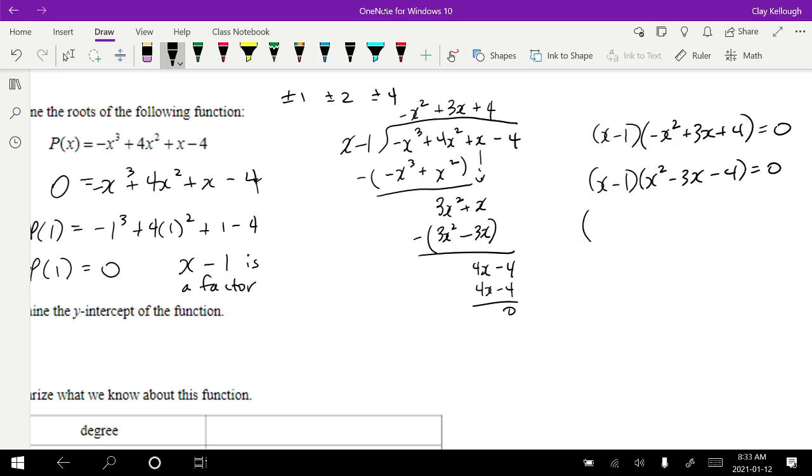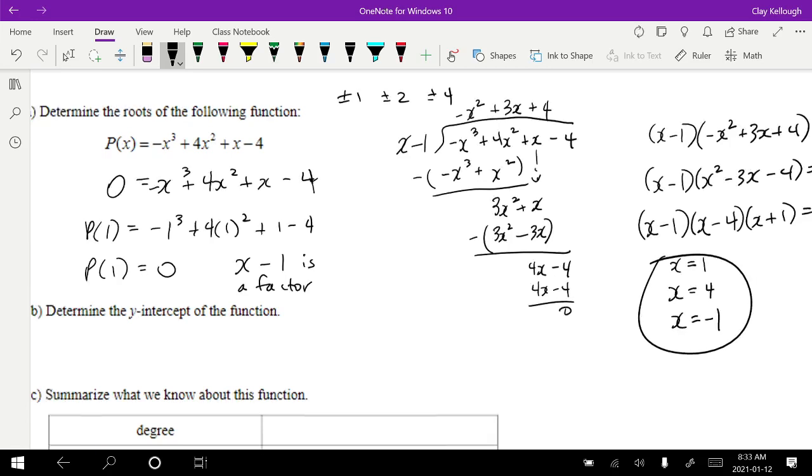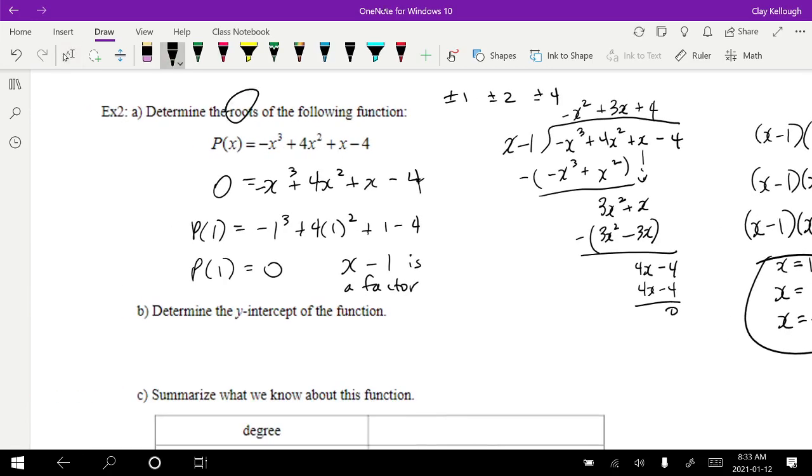And then I can factor this. What two numbers times to make -4 and add to make -3? -4 and +1. And there we have it. We have our x-intercepts. We have that x is 1, 4, and -1. So there we go. We found the roots of the following function.